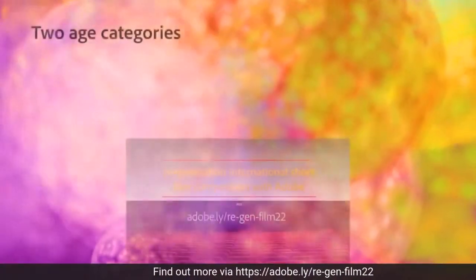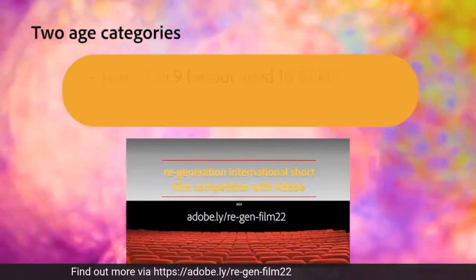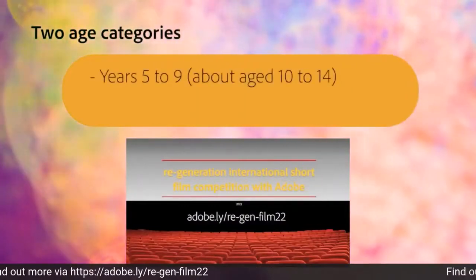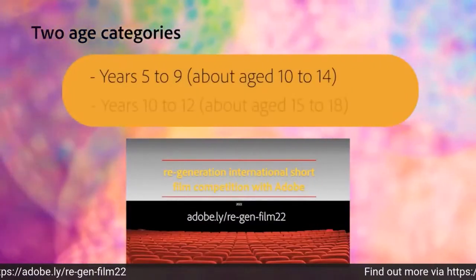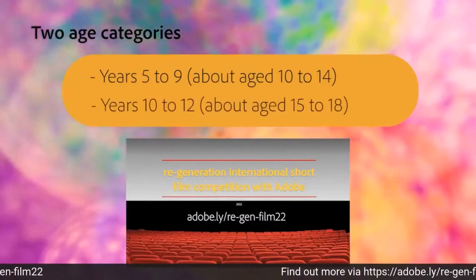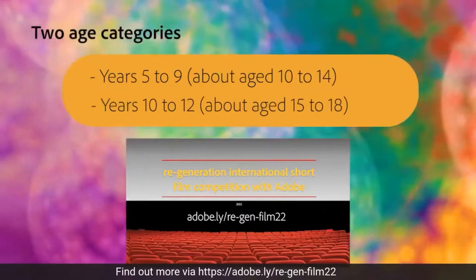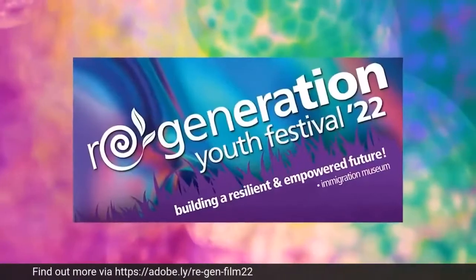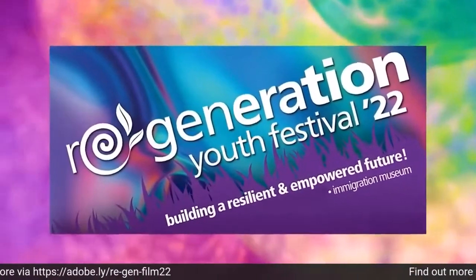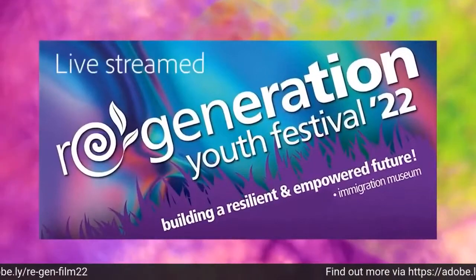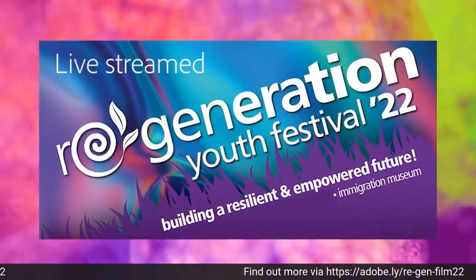There are 2 main age categories for this film competition. Years 5 to 9 students, about aged 10 to 14, and years 10 to 12 students, about aged 15 to 18. Winning entries from each section will be showcased at the Regeneration Festival at the Immigration Museum in Melbourne and live streamed out to those who live outside of Melbourne.